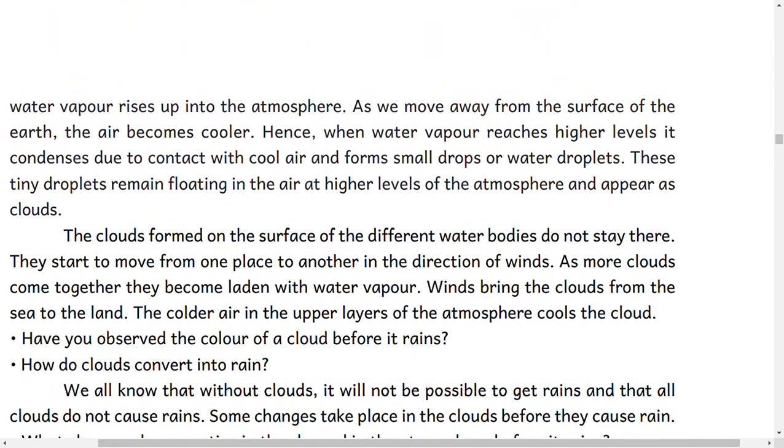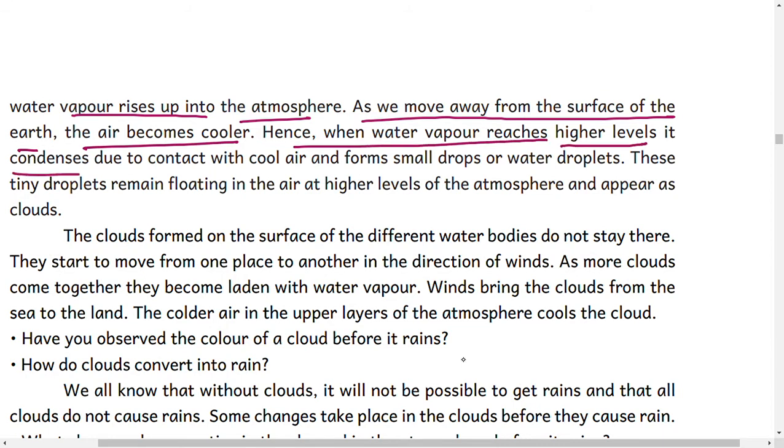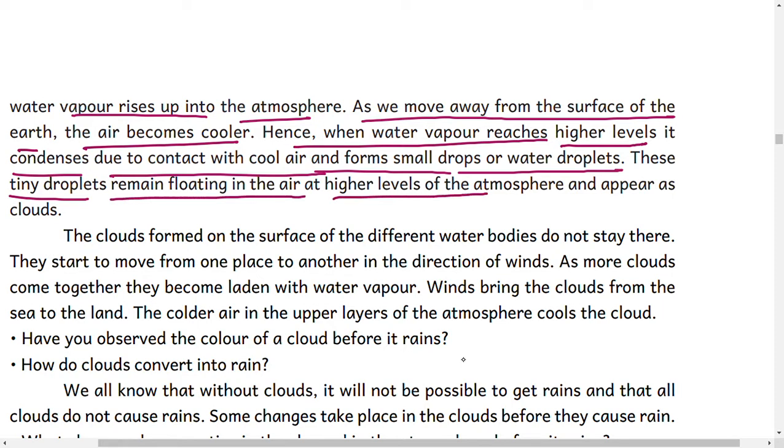Next, water vapor rises up in the atmosphere. As we move away from the surface of the earth, the air becomes cooler. Hence, the water vapor reaches the higher level. It condenses due to contact with the cool air and forms small drops of water, or droplets. These tiny droplets remain floating in the air at higher levels of the atmosphere and appear as clouds.